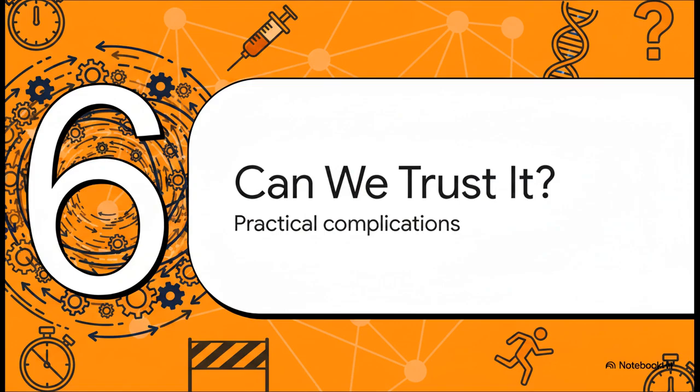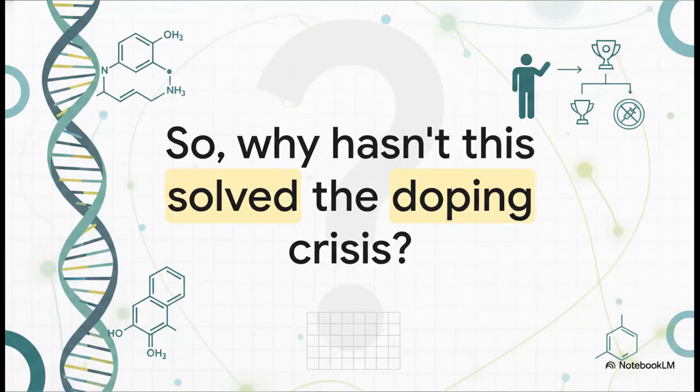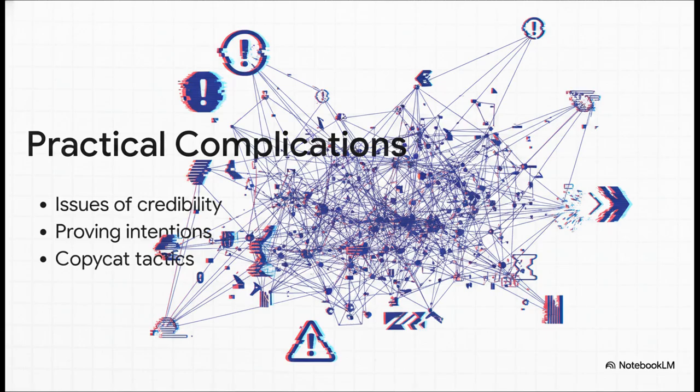Section 6. Can we trust it? The huge, obvious, practical question staring us right in the face is, if the math is this airtight and clear, why haven't sports organizations simply implemented this sequential announcement strategy yet? Why isn't this the standard at every Olympic event? Well, because implementing game theory in real life is incredibly messy and complex. The source research highlights some major practical complications.